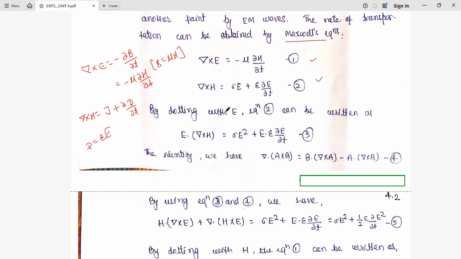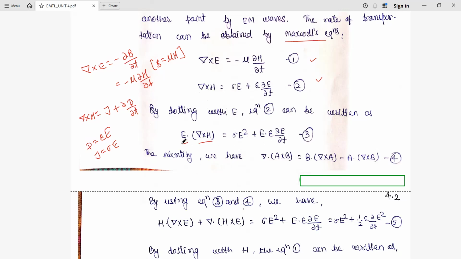Now we are taking the dot product of equation 2 with E. So finally here we'll have E dot del cross H equal to, with J the conductivity times E, sigma E square plus E into epsilon dou E by dou T.